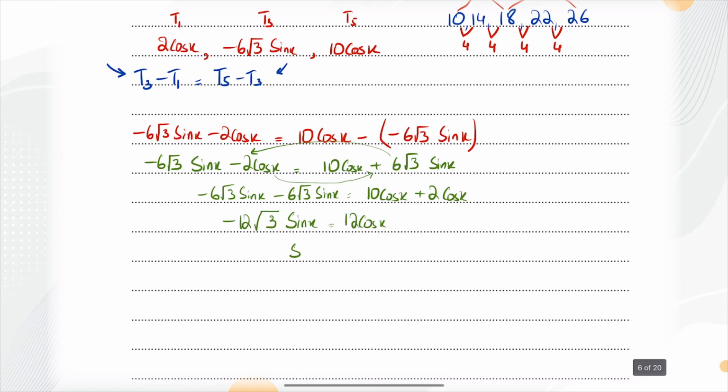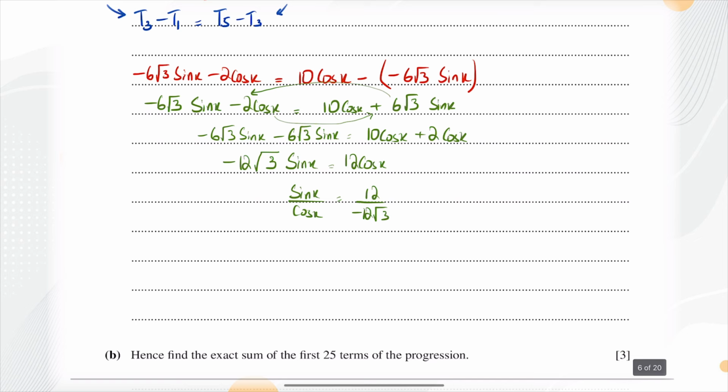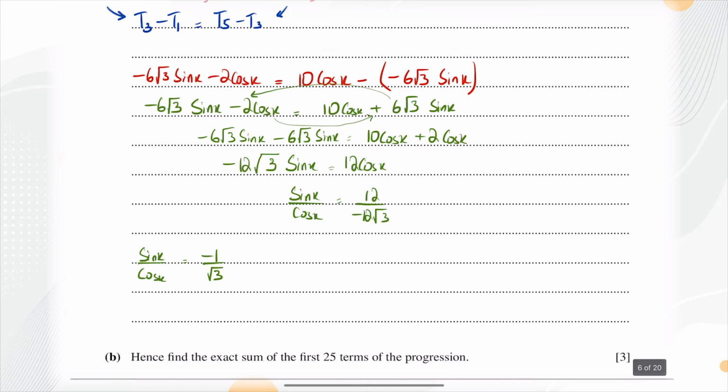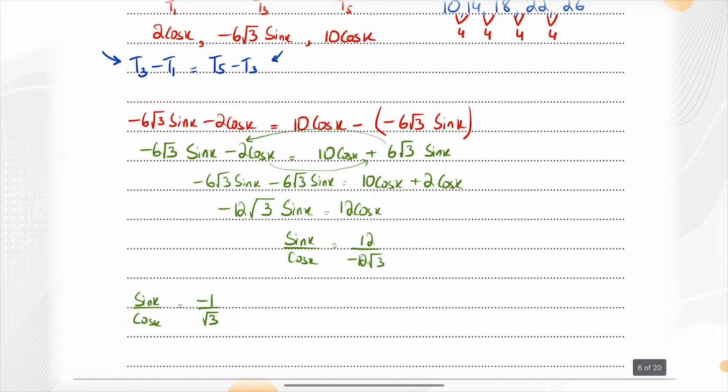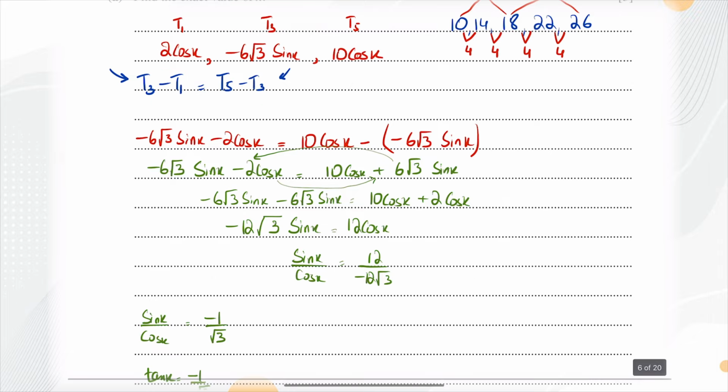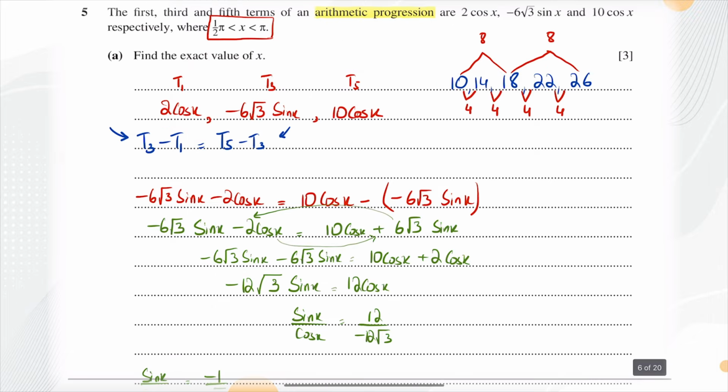Now sine x upon cos x is equal to 12 upon minus 12 under root 3. If you simplify this, sine x upon cos x is equal to minus 1 upon under root 3. Now this becomes tan x, so tan x is equal to minus 1 upon under root 3. So we're looking at a trigonometric equation which we're going to solve now.